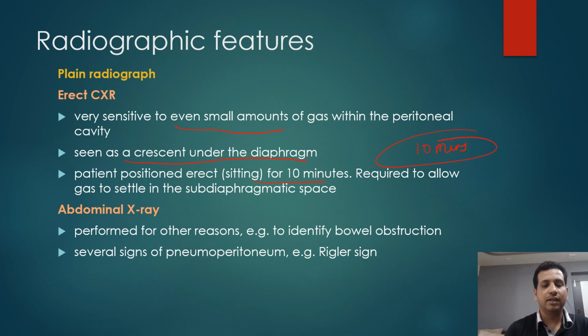And an abdominal radiograph might have been performed for other reasons, like to identify bowel obstruction. So in that we can detect free air. So there are several signs of pneumoperitoneum, and the most important is the Rigler sign.